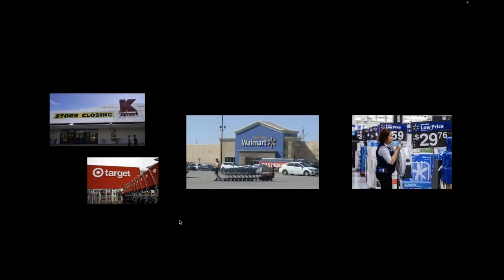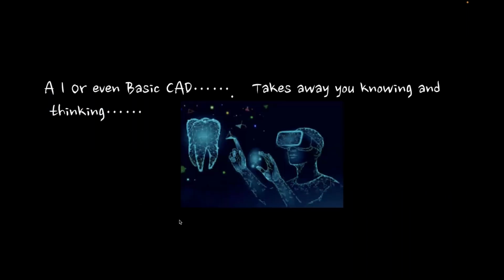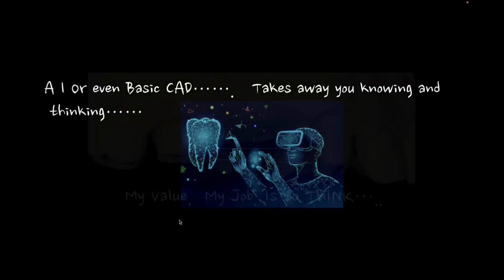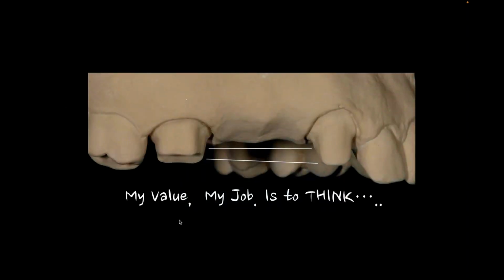There's a difference between us as laboratories being Target or Walmart or being Gucci or Yves Saint Laurent. And that difference really is our brain, because the products are all very similar today. The machines are all very similar, and the stains and glazes and ceramics that we put on them are all very similar. It's really about how we approach them that's going to matter. So whether it's AI or CAD, there is a flaw to me. The flaw is these machineries take away our thinking process. And I want you to think, because the thinking is what makes you valuable.